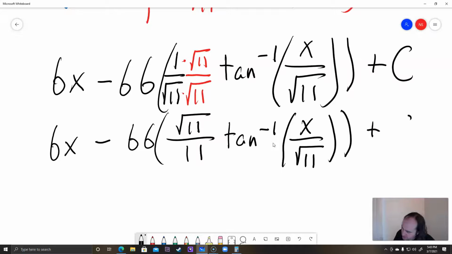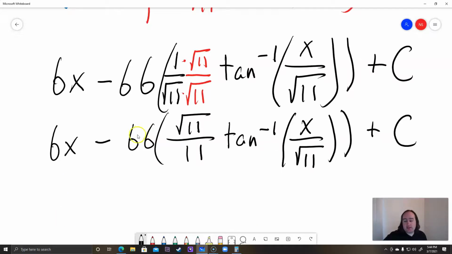Okay, plus c. And I don't know why they rationalize sometimes and then other times they don't rationalize. They aren't entirely reliable about what they do. But this time they are rationalizing, so they're getting rid of the square root in the denominator. And then we can simplify this a little bit.